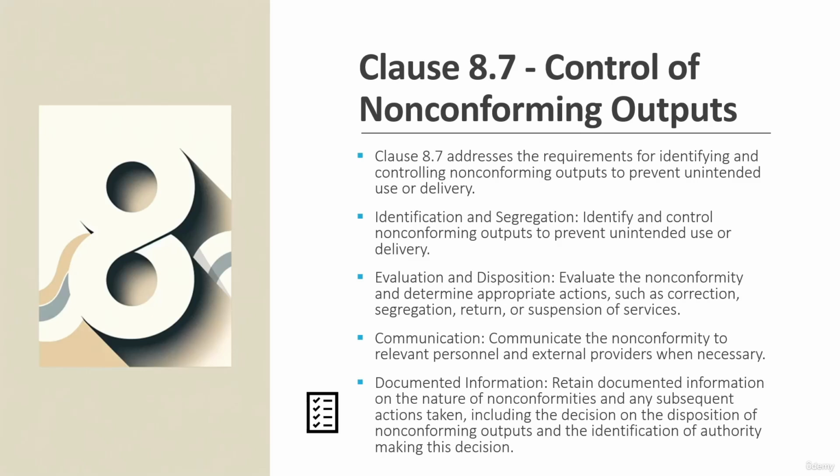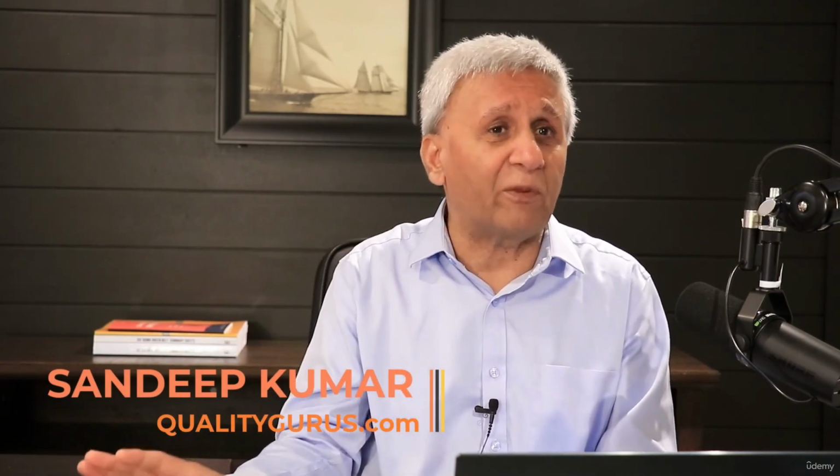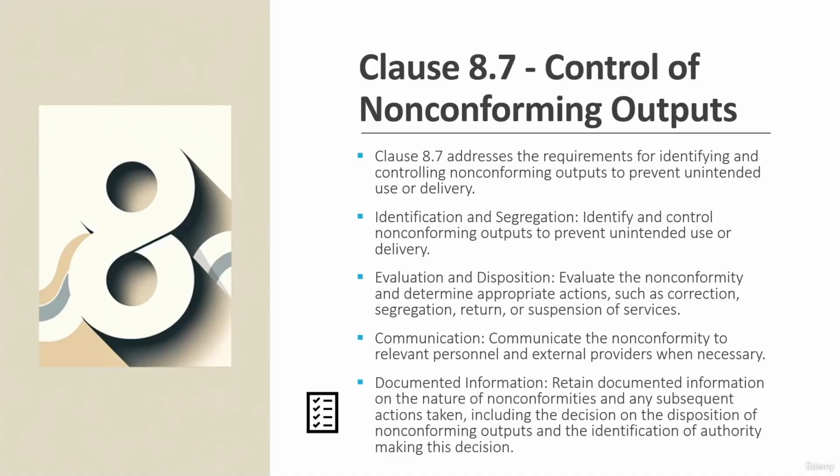And then you need to retain documented information on the nature of non-conformity, what was wrong, and any subsequent action taken. And that includes what decision you took on that. Did you decide to repair that, or did you decide to scrap that, or did you decide to send it back to the supplier? That also needs to be documented. This is what is required as a part of 8.7.